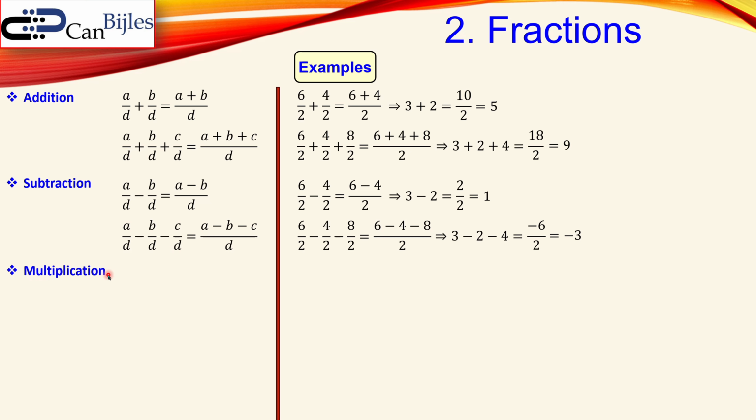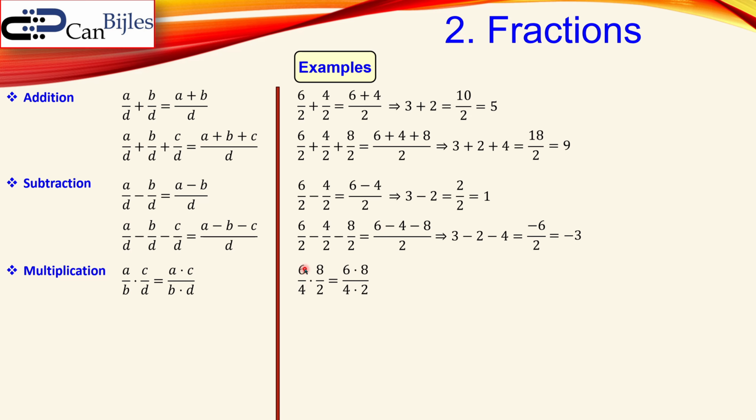Now we can also multiply. This is actually the easiest part for fractions. So multiplication of fractions is the fastest and the easiest. So a over b times c over d is really straightforward, like a times c in the numerator, divided by b times d. So this is actually really simple.